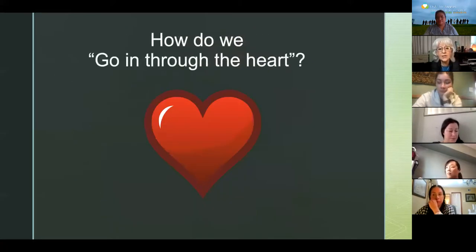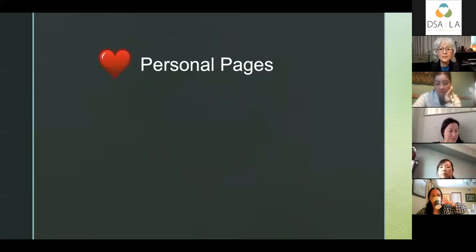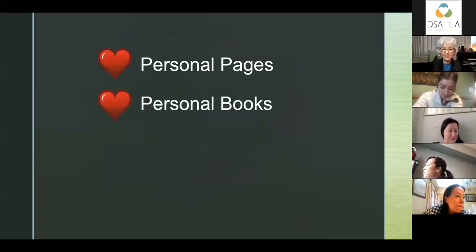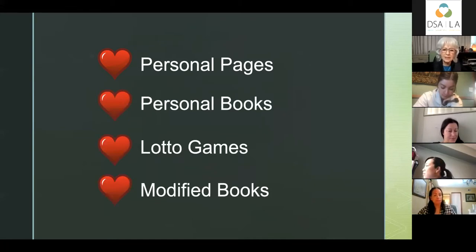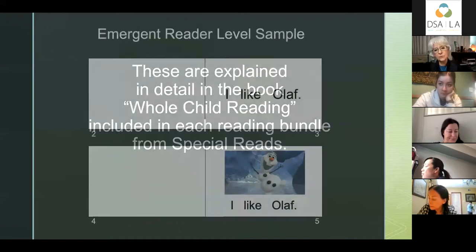So today we're covering entirely different things. How do we go in through the heart? How do we do that before we teach the brain? Personal pages, you're almost pros on that. You've tried that. Personal books, lotto games, and modified books. By modified books, I mean modified trade books like Frozen and Rapunzel, etc. Everything I just showed you is explained in detail, even more than I'm going to tell you right now.